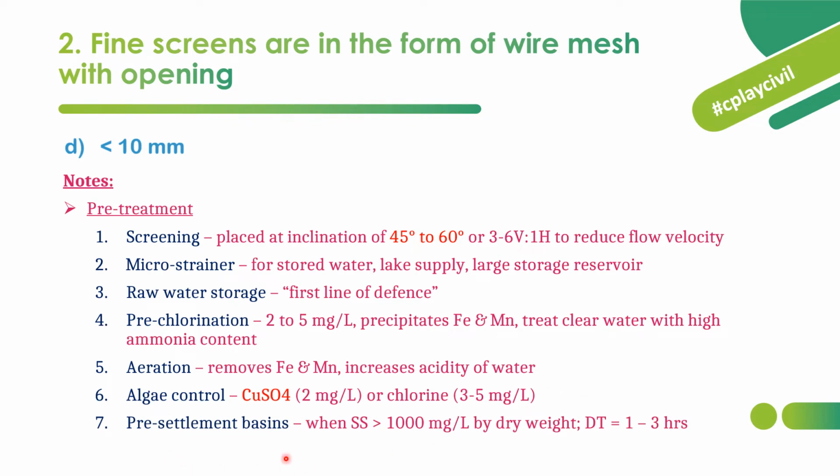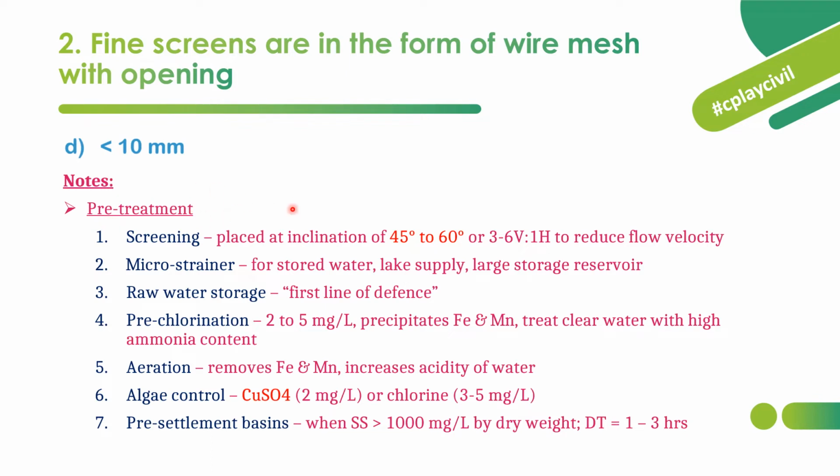And last is the pre-settlement basins. These will be used when the suspended solids concentration is greater than 1000 milligram per liter by dry weight, and the detention time will be 1 to 3 hours. So these 7 are the devices used for pre-treatment of water.